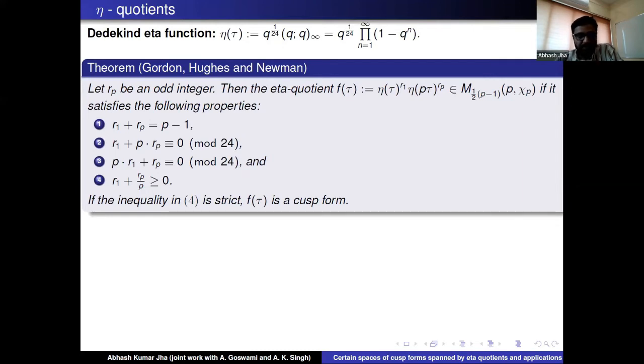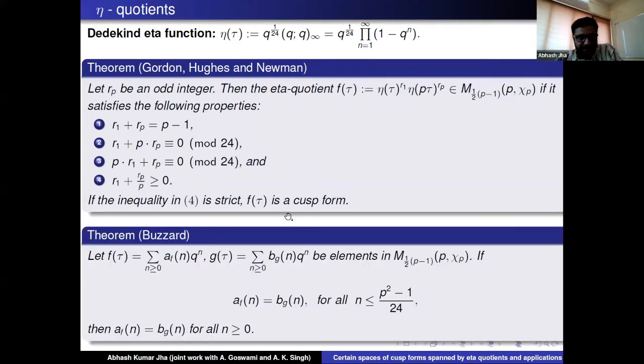So that is one thing we need. Next, I need this result, which says when two modular forms are equal. Suppose you have two modular forms f and g with Fourier coefficients a_f(n) and b_g(n). If their Fourier coefficients agree for all n up to about (p square minus 1)/24, then all the Fourier coefficients are the same, so essentially your modular forms are the same. So this is determining a modular form by its Fourier coefficients. Okay, so that is fine.